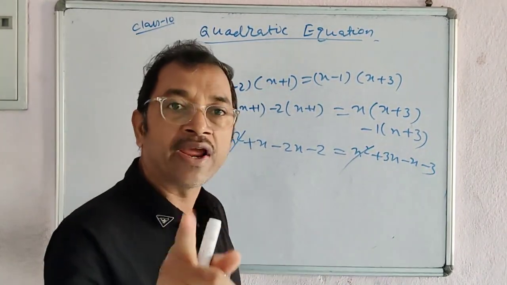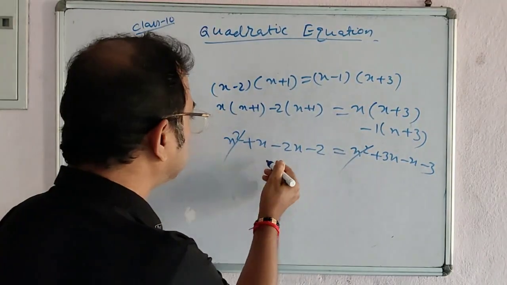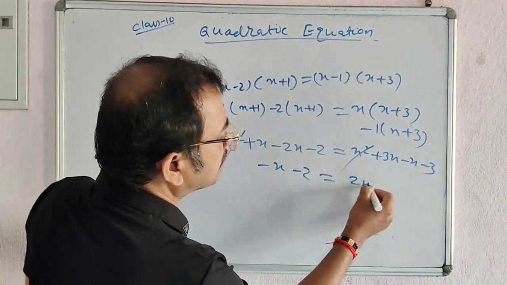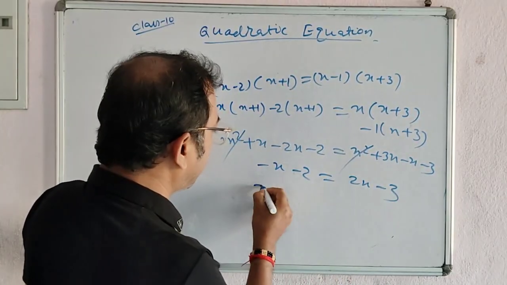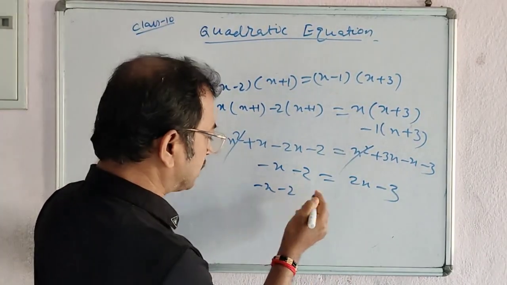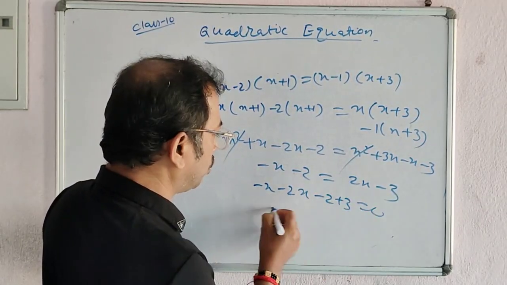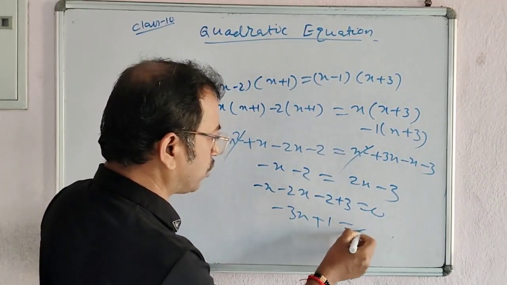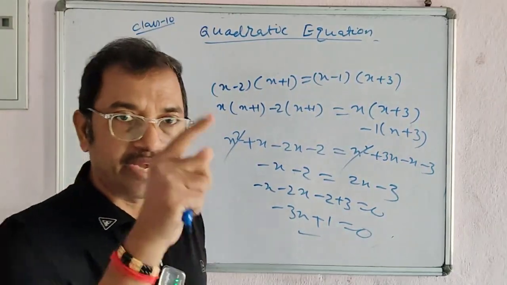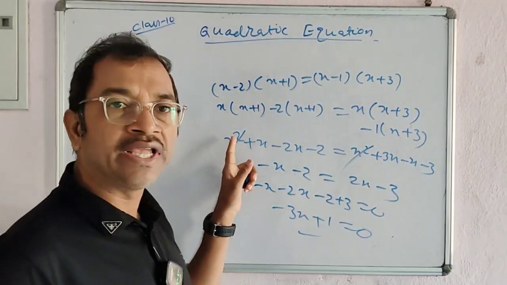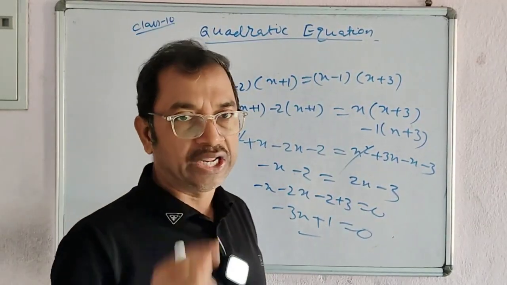So it is no more a quadratic equation, because whatever is given, what? Minus x minus 2 on the left, and here 2x minus 3. So minus x, if we transfer to this side, minus 2x minus 2 plus 3 equal to 0, minus 3x plus 1 equal to 0. So it is a linear equation. Okay, so by solving you see that if the degree is 2, it is a quadratic equation.